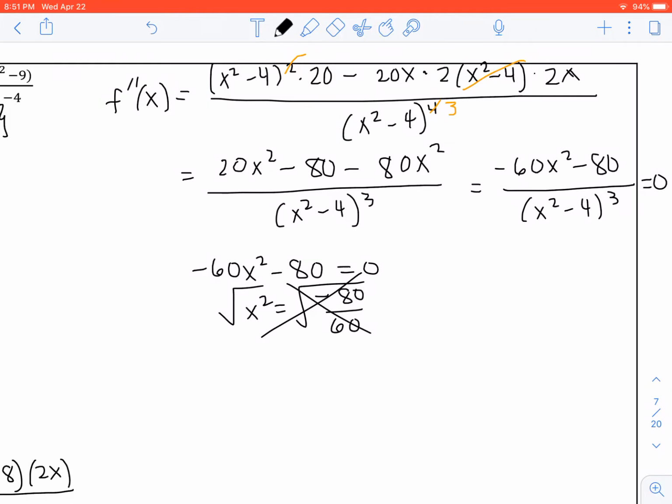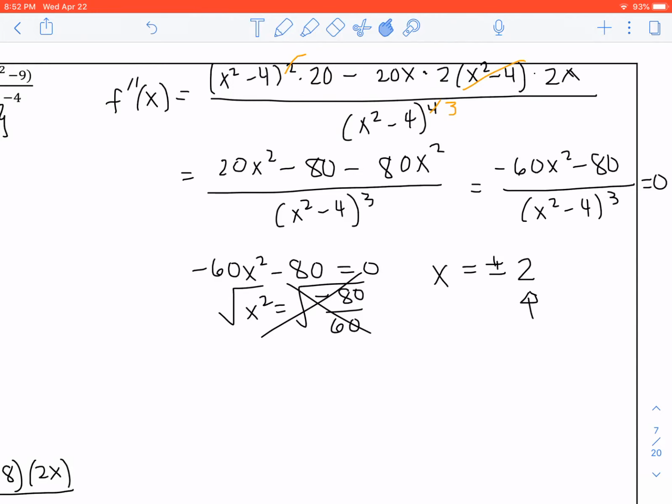But we also need to look at where our second derivative is undefined, which is where our denominator is equal to 0, which is x equals plus or minus 2. So the only thing is that this is not in the domain, so these cannot be inflection points, but they could be where the concavity is still changing.